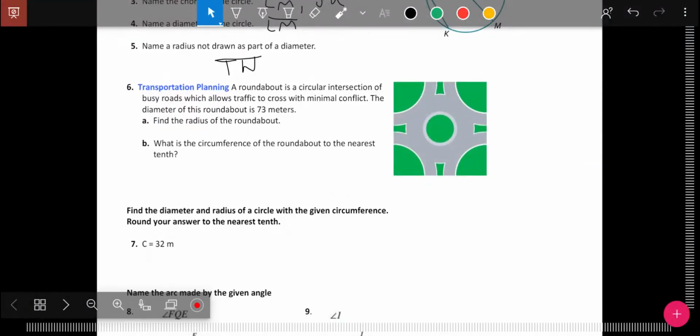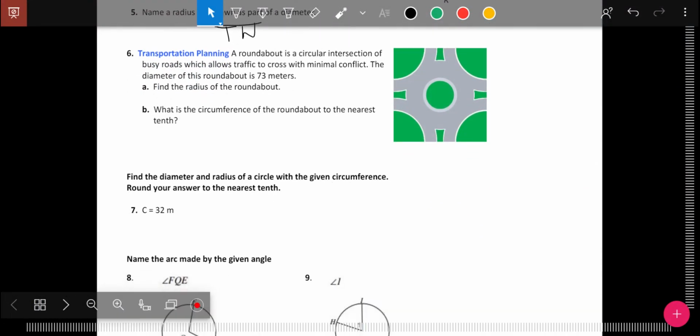Number 6. A roundabout is a circular intersection of busy roads which allow traffic to cross at minimal conflict. The diameter of the roundabout is 73 feet. And so first let's talk about what they mean when they say diameter 73 feet. They're talking about this circle right here, the circle you'd be driving. And so the diameter of that circle is 73 feet all the way across.